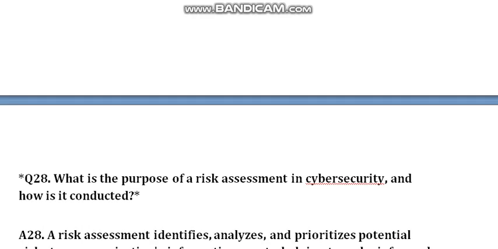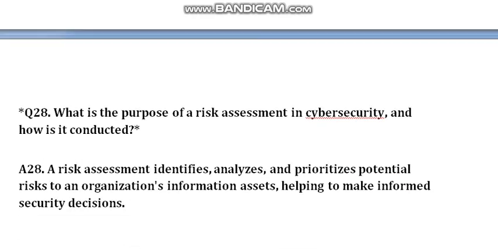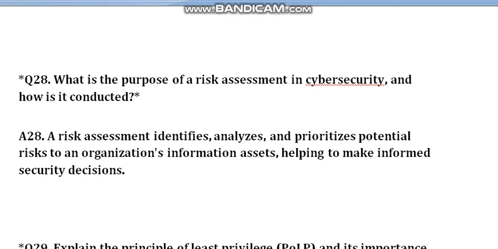What is the purpose of risk assessment in cybersecurity and how is it conducted? A risk assessment identifies, analyzes, and prioritizes the potential risks to an organization's information assets, helping to make informed security decisions.